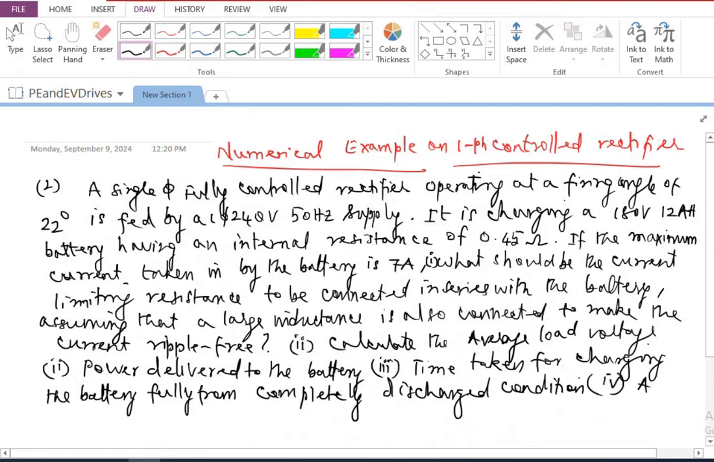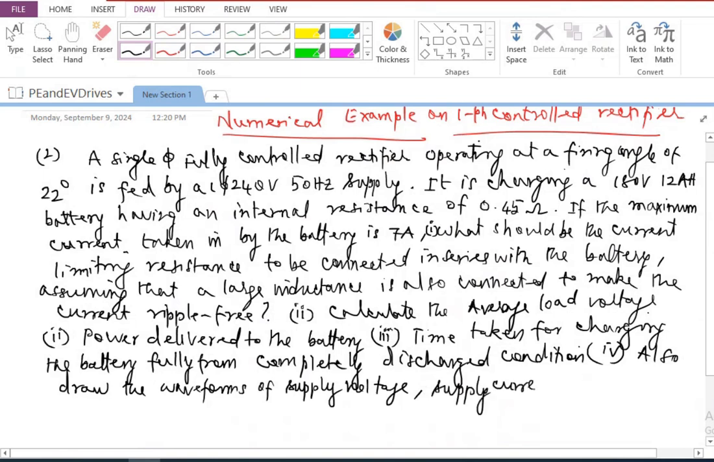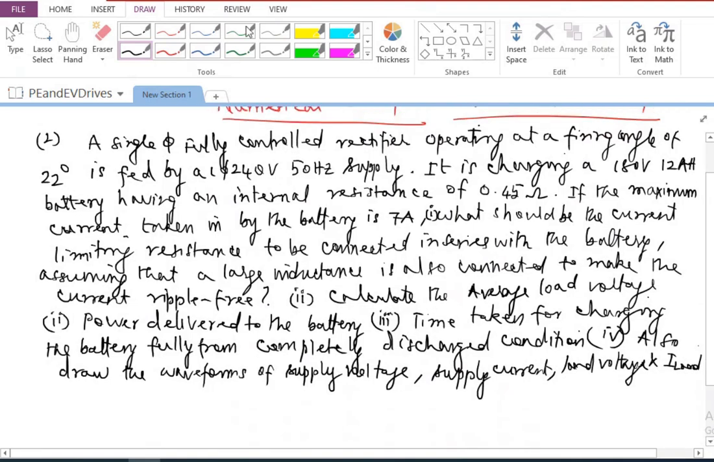Also, draw the waveforms of supply voltage, supply current, load voltage and load current. So this is the numerical example that we are going to work out now.